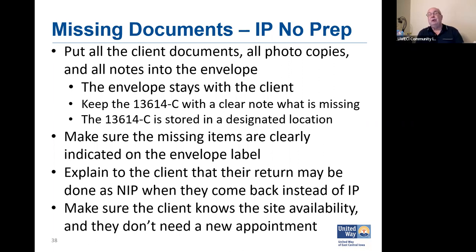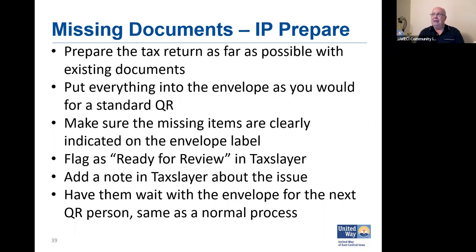Now, if we've gone through most of the process, in other words, you took that hour and pretty much did the return except for that missing document, then you can probably finish it up when they come back with that last 1099-R. Now, if you're going to do an in-person prepare, you say, you're missing that 1099-R, but we're going to prepare your tax return as far as possible with what you got. You're missing your driver's license. We really need a valid one. We'll go as far as we can, get the return done.